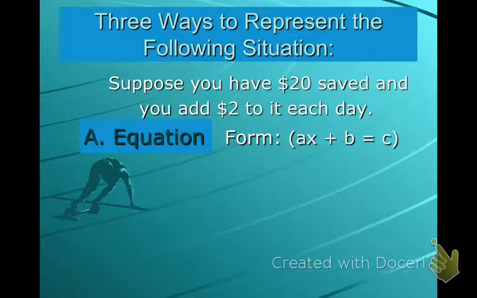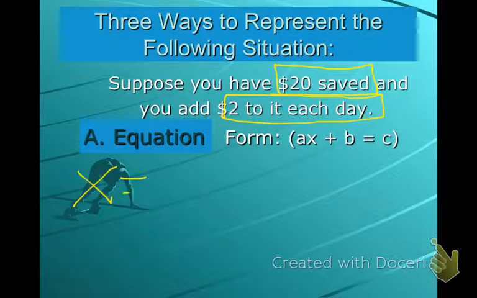Okay, our next slide is actually giving us a word problem. The word problem is supposed to have $20 saved, and you add $2 to it each day. Well, that means we need to figure out where that 20 would go in the equation, and the $2 for each day. So the $2 is what's varying because it goes each day.